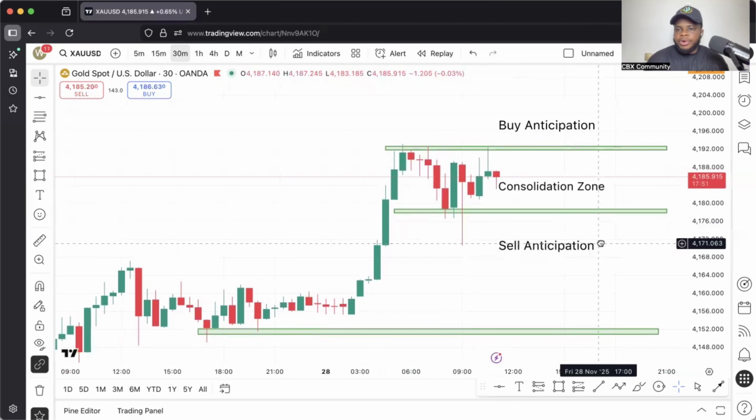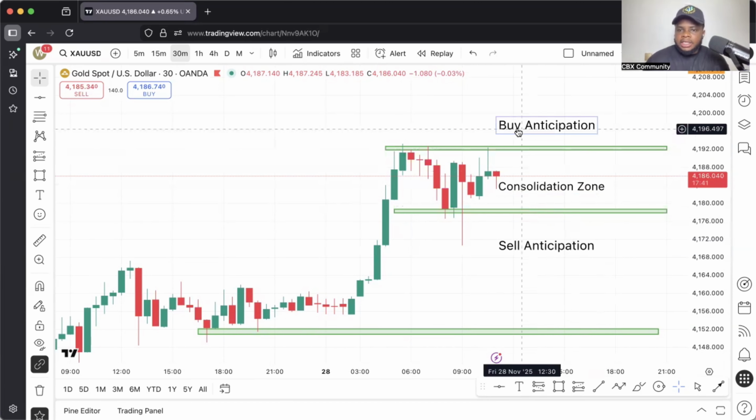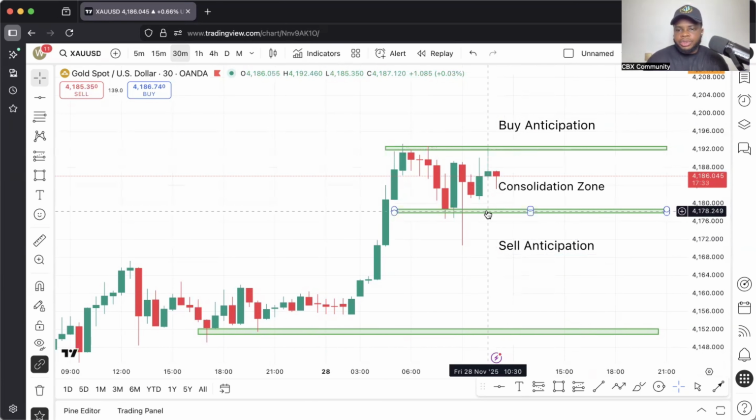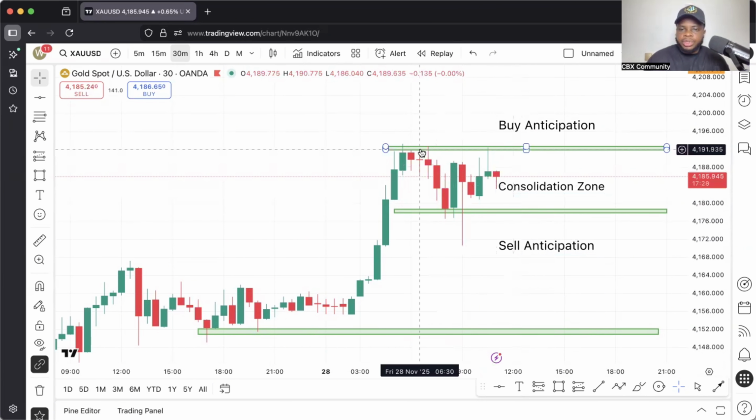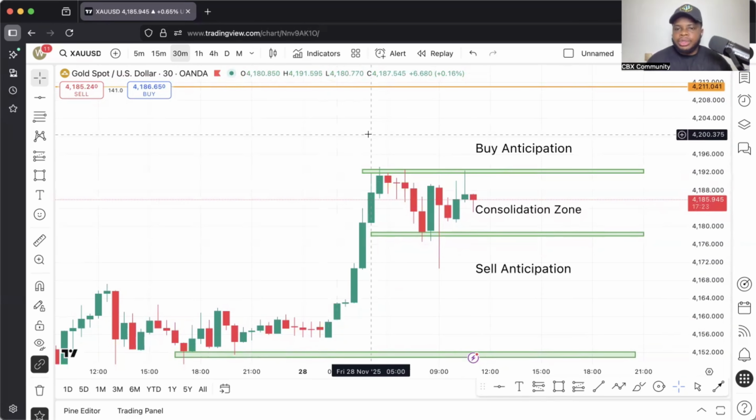But I believe we all have been trading, and most of you know how I trade. So that means you understand the concept: our buy anticipation is here, our consolidation zone is here, and our sell anticipation is here. From this resistance zone down to this support zone is considered a consolidation zone. So you're anticipating a candle to break our resistance zone and continue to go up, and we anticipate seeing a confirmation setup before I can tell you it is the right time to take a position.